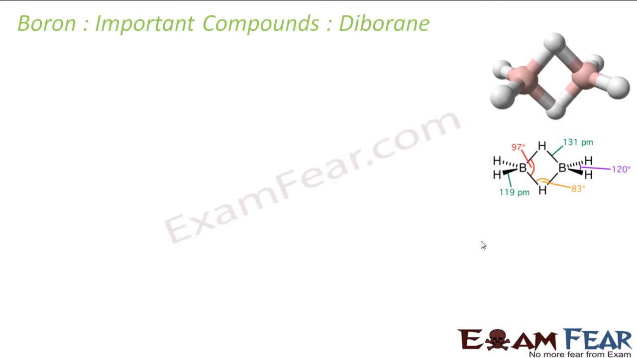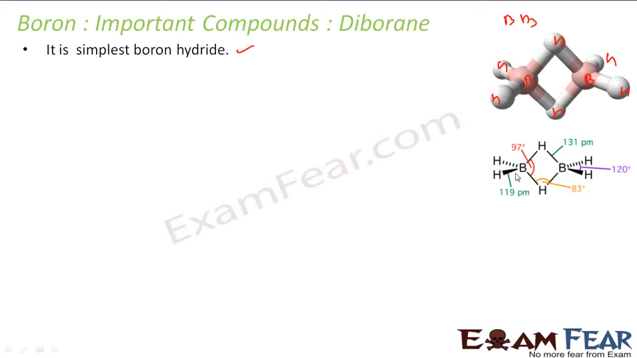Now we'll talk about another compound called diborane. As I told, these are the hydrides of boron, and diborane is the simplest hydride of boron. It has to be BH3, but BH3 is not stable because boron is hungry for electrons, so it will form a dimer shape similar to AlCl3 and form B2H6. These are hydrogens. This is the shape of diborane, right?